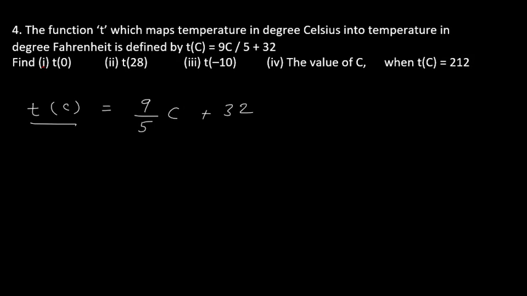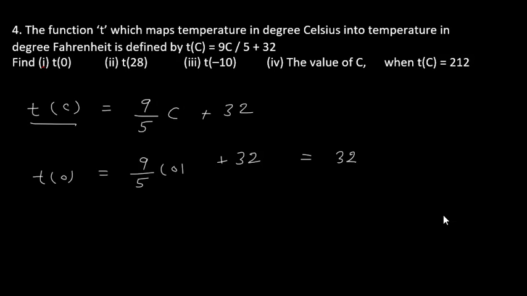Now I have to find T(0). So T(0) will be 9 upon 5 into 0 plus 32. So this is 32. That means when my temperature is 0 degrees Celsius, its equivalent value in Fahrenheit is 32 Fahrenheit. So 32 Fahrenheit is the same as 0 degrees Celsius.